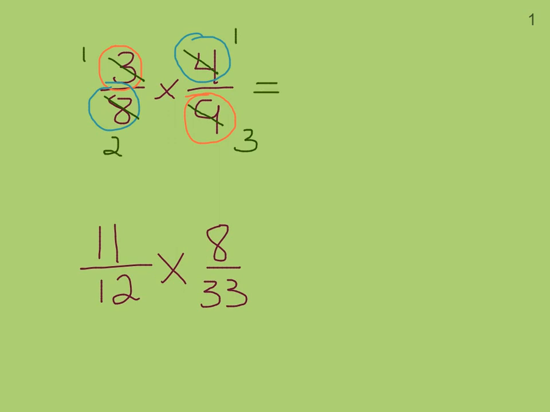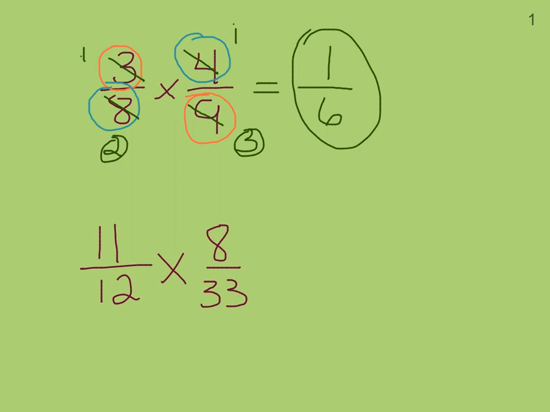So now what we do is we multiply straight across. So I go 1 times 1 is 1, and then 2 times 3 is 6. And that is your answer. You don't have to reduce as long as you cancel properly. So let's do another example.